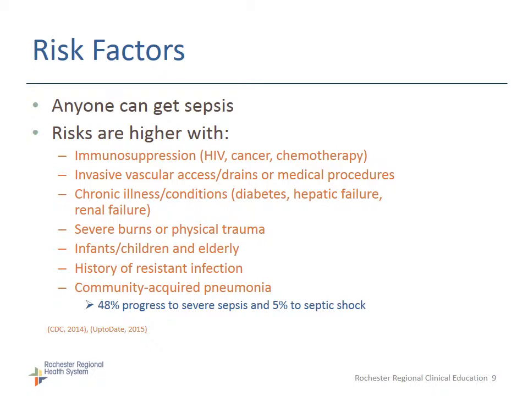Anyone can get sepsis. The risks are higher with those who are immunosuppressed, such as HIV, cancer, and chemotherapy patients, patients with invasive catheter access or drains or medical procedures, patients with chronic illnesses or conditions, those with severe burns or trauma, infants, children, and elderly, a history of resistant infection, community-acquired pneumonia. 48% of these patients progress to severe sepsis and 5% to septic shock. Note that sepsis due to nosocomial infections has higher mortality than community-acquired infections.